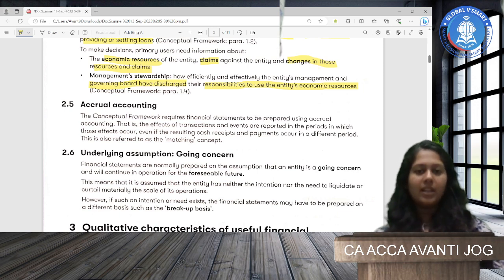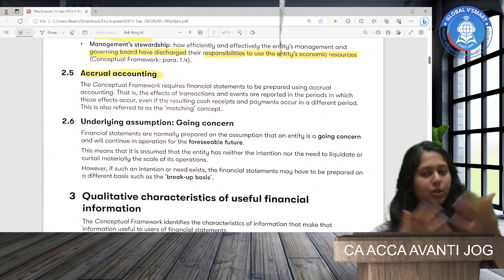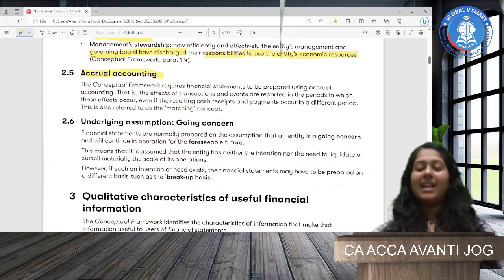Okay. Now the next concept is accrual accounting. Correct? Accrual accounting का simple concept है that transactions are reported. Now I'm sure that you've already done accrual accounting, so I'll give you a small example. Transactions are recorded, that is, income and expenses are recorded only when it is incurred or earned and not when it is actually received or paid.